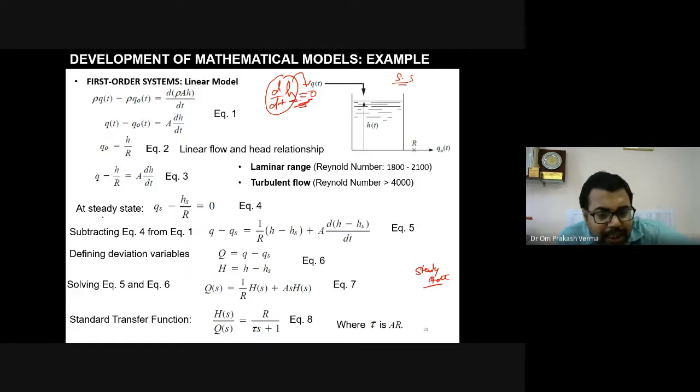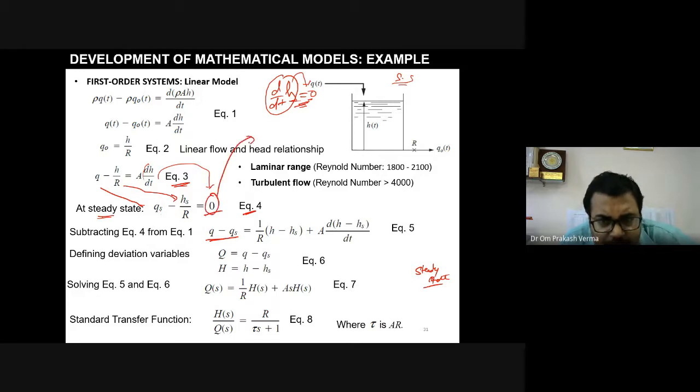And therefore at the steady state we can write Qs, the steady state value of Q, minus Hs divided by R is equal to the value of this, dH by dt, which is equal to 0, and overall it is 0. So now this is equation number 3 and equation number 4. Now we are subtracting equation 3 and 4. So Q minus Qs, H minus Hs by R is equal to A. Remember what I am writing. The equation is 0 due to the d by dt of Hs equal to 0.